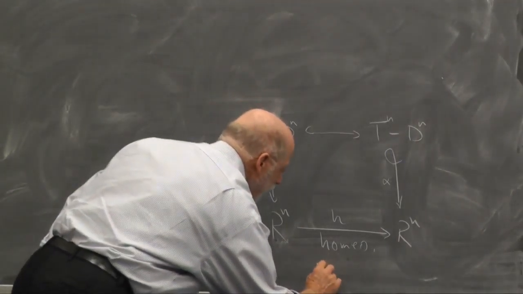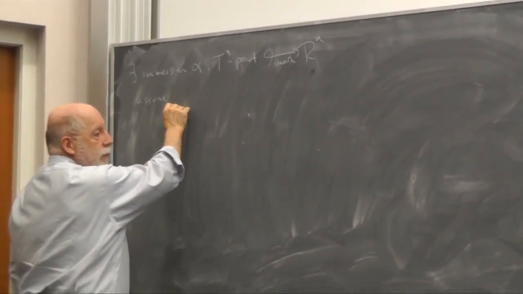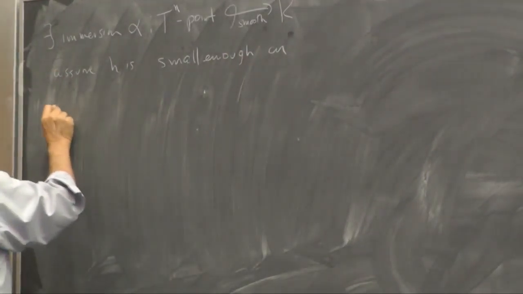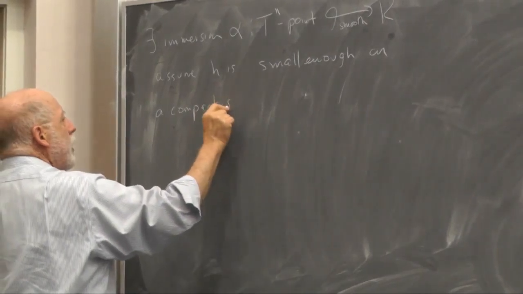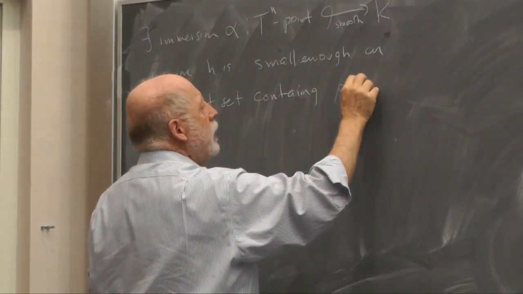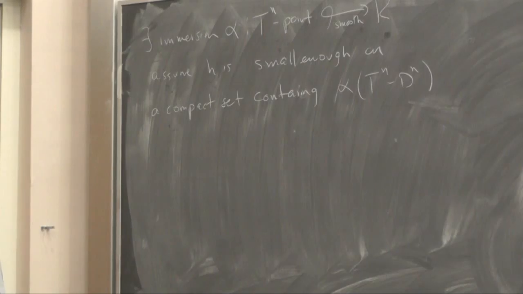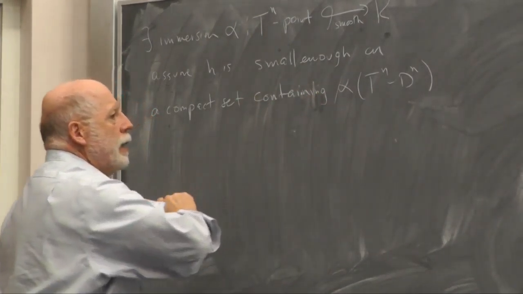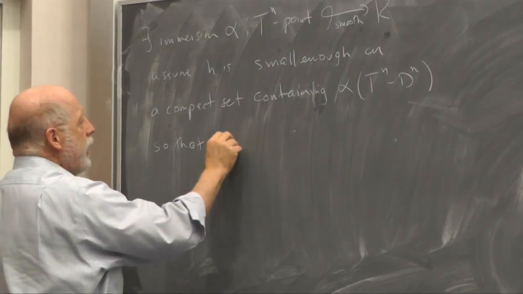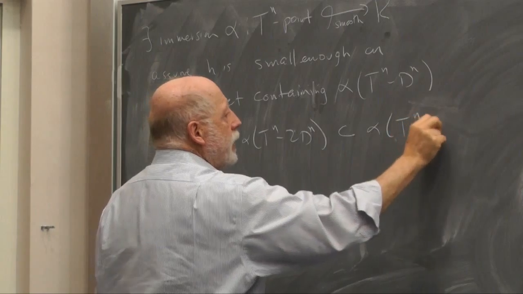However, if this is small, so assume H is small enough on a compact set containing alpha of, let's say the bigger one, alpha of T_n minus d_n. So small enough on a compact set containing that, so that H takes alpha of T_n minus 2d_n inside alpha of T_n minus d_n.